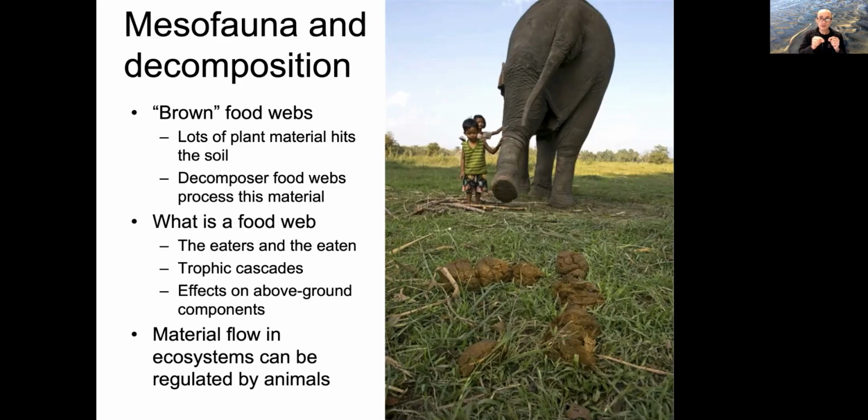And we're going to try to follow this thread through from organisms that eat each other to the effects on plants as well. So from the dead food web, the brown food web, all the way into the green food web, that which you've spent a lot of time talking about in your class. And really, the idea that the material flows in ecosystems can actually be regulated by animals. All right, so let's go into this.